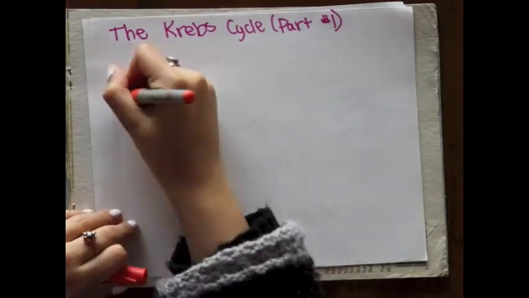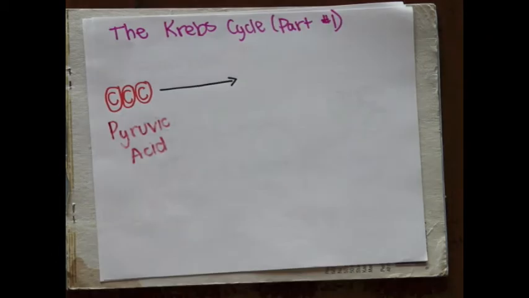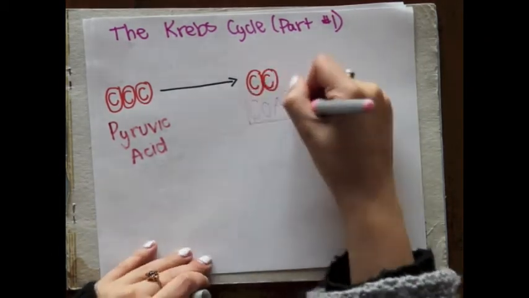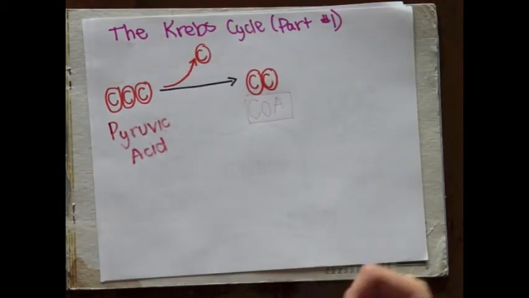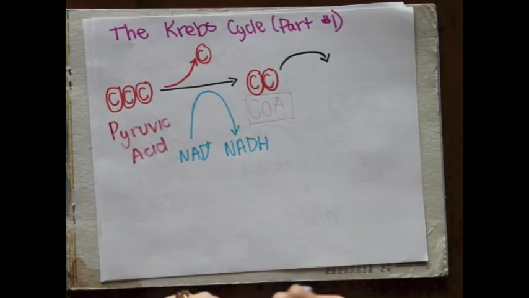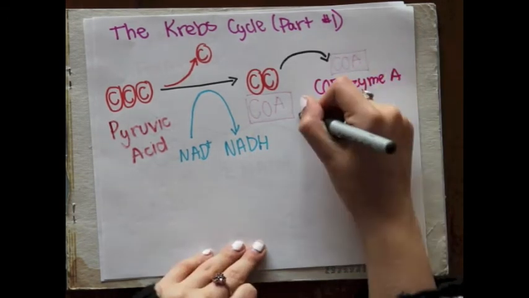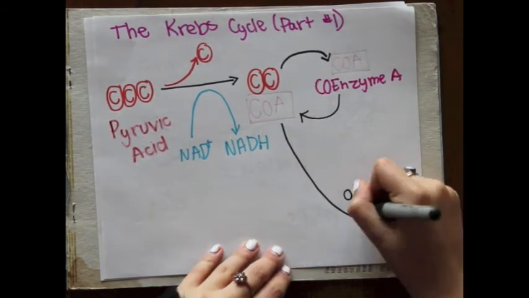Next, cell respiration branches off into 2 different categories. One way is to go through the Krebs cycle. The Krebs cycle starts off with a 3-carbon pyruvic acid, then turns into a coenzyme A. Coenzyme A is made by taking out a carbon and turning an NAD plus into an NADH. Now, off to the real Krebs cycle.